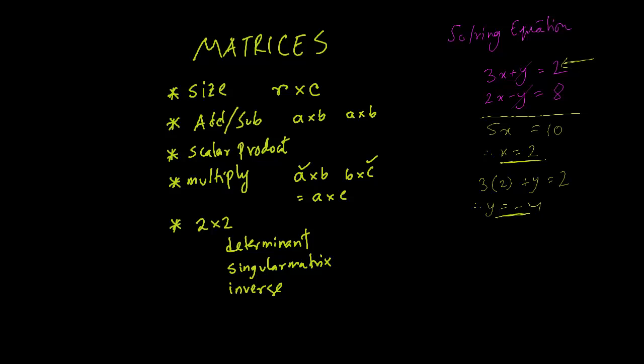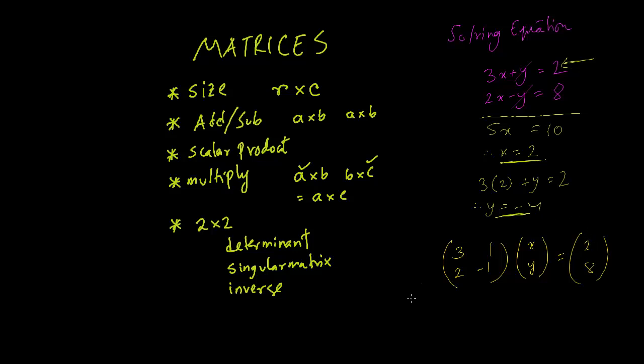Now let's see whether the same thing can be done using matrices. But this is the trick. We write the coefficients of x and y into a matrix. The coefficient of x is 3, the coefficient of y is 1, the coefficient of x in the second row is 2, and here is minus 1. Then we multiply it with the variables x and y, which equals the values in the other matrix, 2, 8. When we have a matrix with only one column, we call it a column vector. I'll talk a little bit about this later on.